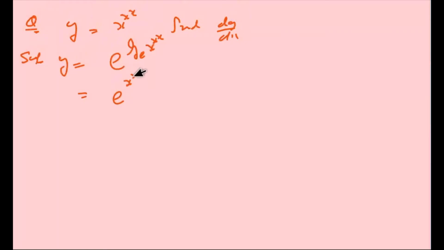If we want to differentiate this and find dy by dx, and we don't want to take the log on both sides, we can use the formula. What is the formula? e to the power log e of x to the power x. Okay, so this x to the power x we are writing here, right, students?